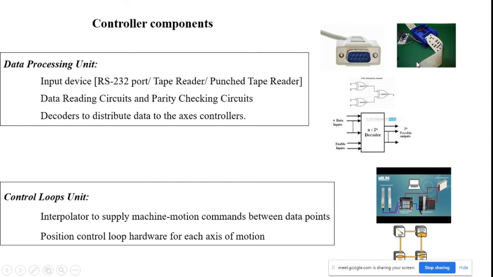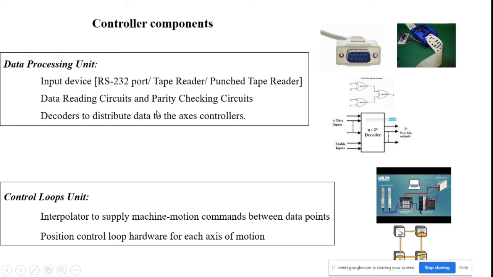Encoder or decoder is used to read the absence and presence of holes. Here you see the dark color is known as a hole, where the white color is available, those are the absence of holes. These two can be read with the encoder. This encoder data is sent to the decoder. From this we can get the final data, so that this can occur in the data processing unit. So the data processing unit always requires input devices like this RS-232 port and tape reader.